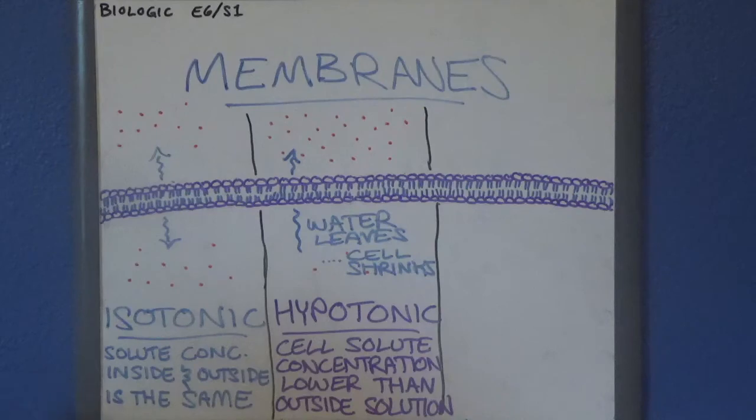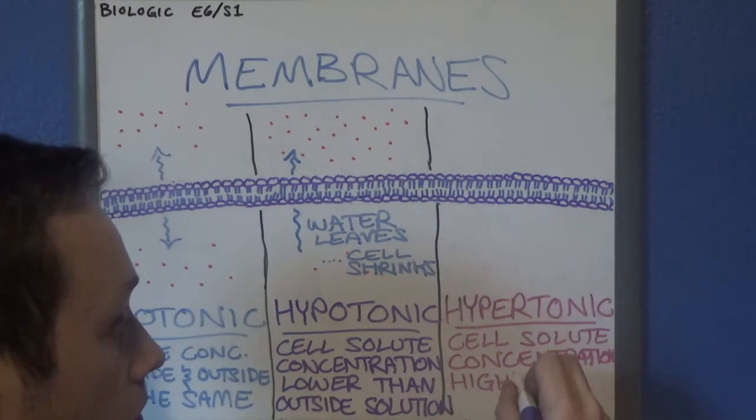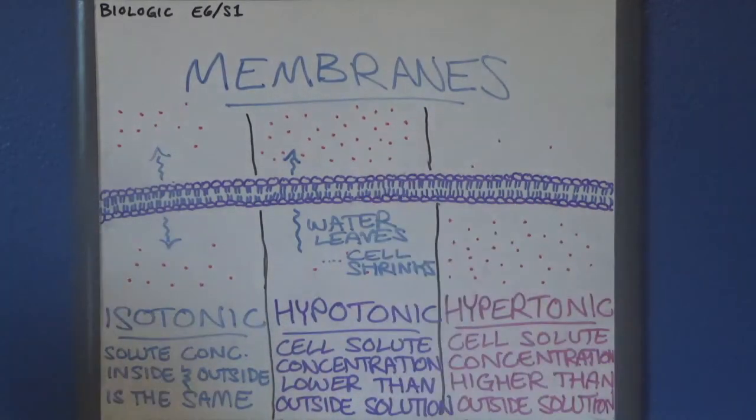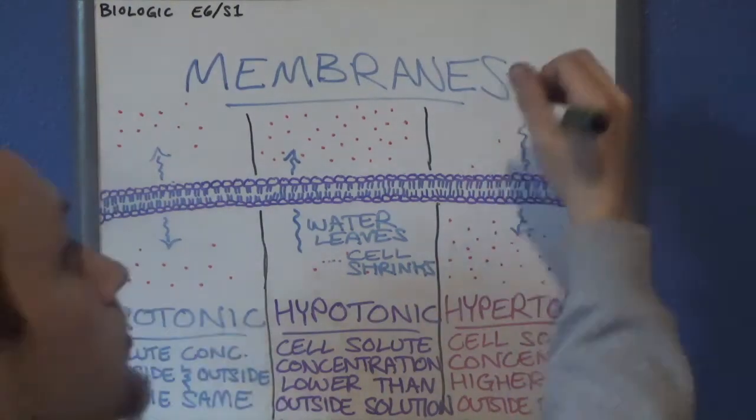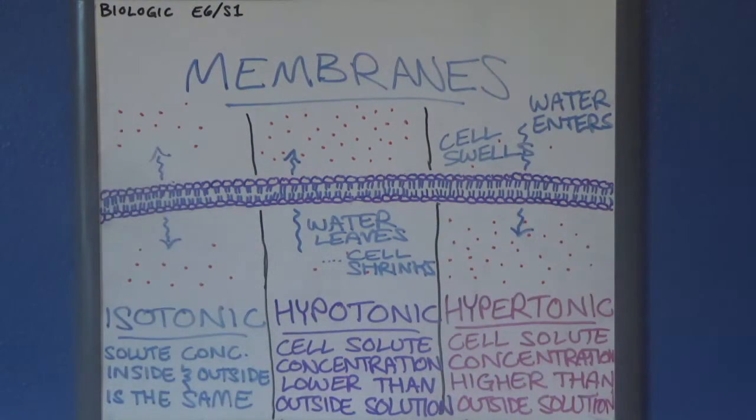Now assume the opposite case, where the cell has a very high concentration of the solute within its membrane, which makes it hypertonic relative to the external solution. Water from the exterior solution will come into the cell, so as to reduce its solute concentration and dilute it to reach equilibrium, and this inflow of water will cause the cell to swell.